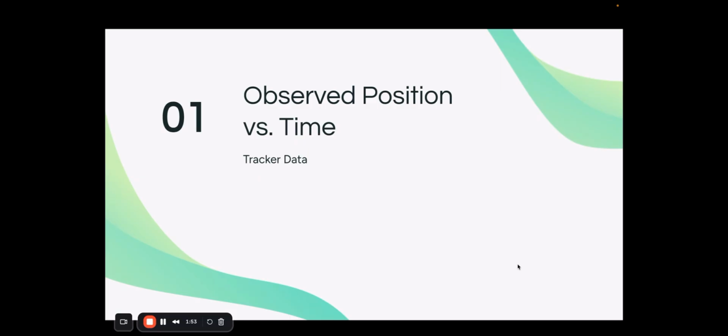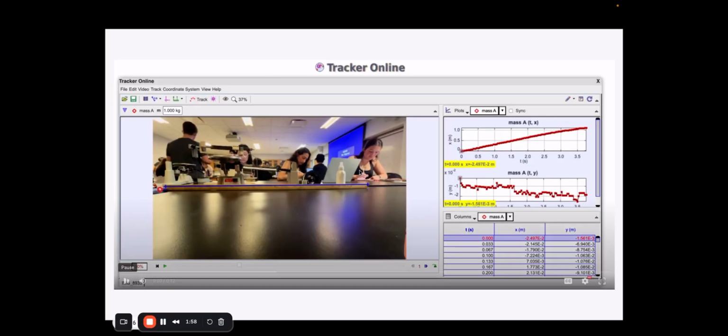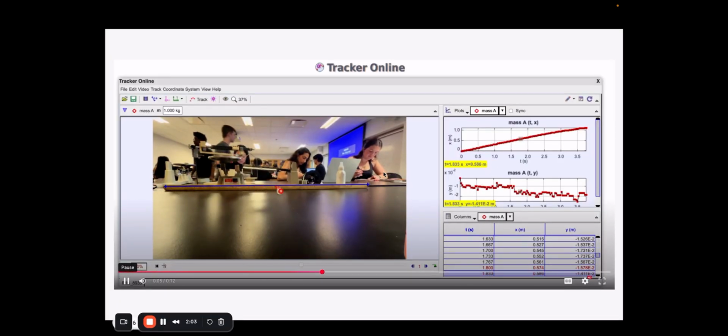Tracker was used to track and analyze the motion of an expo marker rolled across the table. This event can be seen in this video. Take note that the system is the object whose motion is being tracked. In this experiment, that is the expo marker.